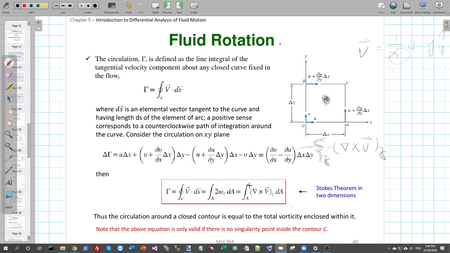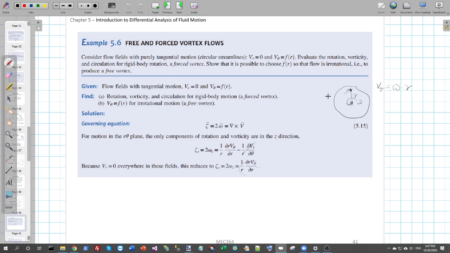Let me emphasize this again. This equation can only be used when you have no singularity point inside the integration contour. If you have a singularity point, for example, if I have a point here that is a singularity, this is not working. So if you want to use this one, make sure that there is no singularity point inside. To illustrate this, let's use an example problem.